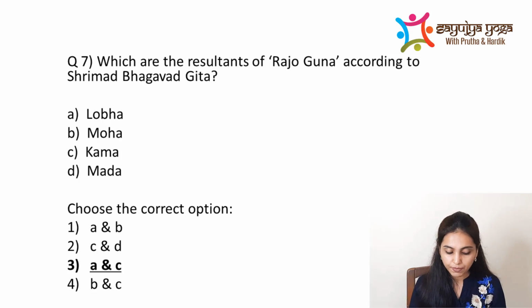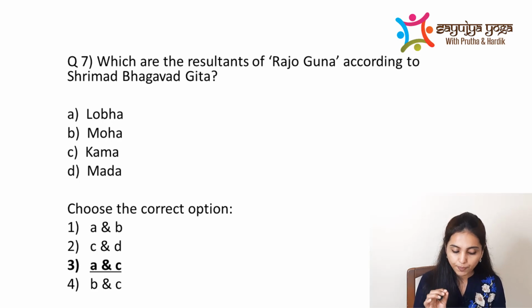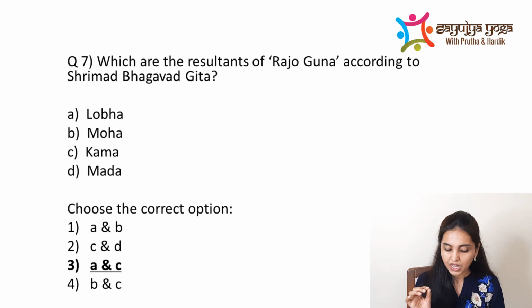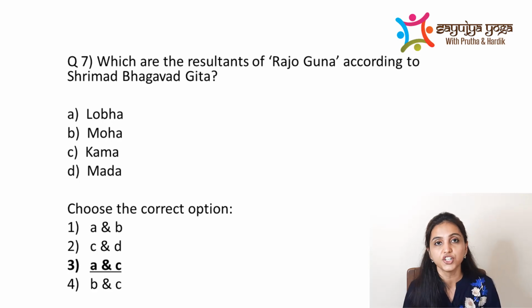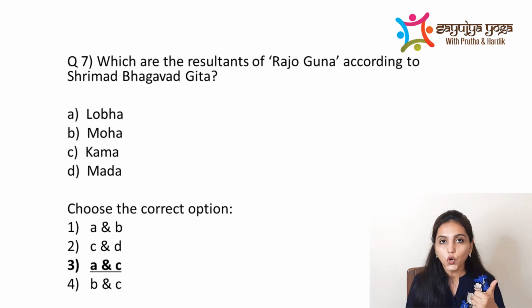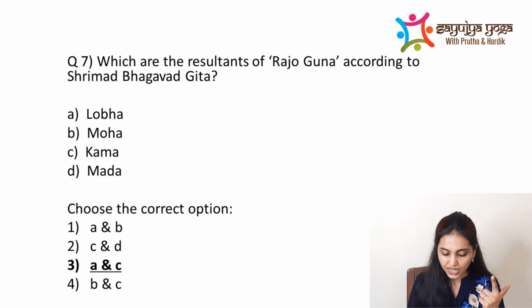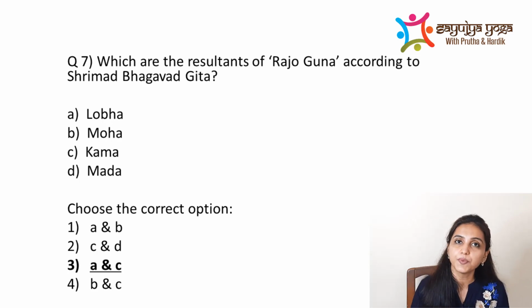Now friends, verse number 12 of the same chapter says, Lobha pravrutti arambha karmanam ashamah spruha, rajasya jayante vivruddhe bharatarshava. It says that Lobha, that is greed, pravrutti arambha, that is activities, karmanam, that is undertaking of action, ashama, which is unrest, longing, that is spruha, arises when Rajasa is predominant.